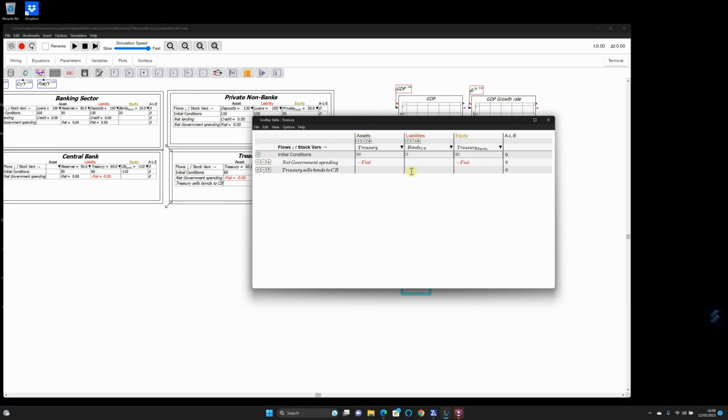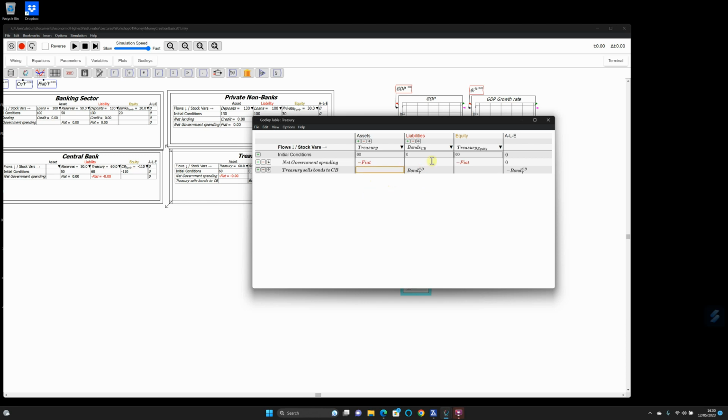What that would mean is that it has an increased liability over here. So this is sales of bonds by the Treasury to the central bank. And it's again using the superscripting and subscripting capabilities of Minsky to make this easier to see. So I click outside the box and you'll then see subscript T to indicate the Treasury is doing the selling, CB to indicate that the bonds are being sold to the central bank.